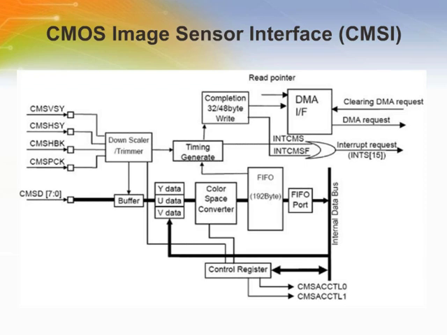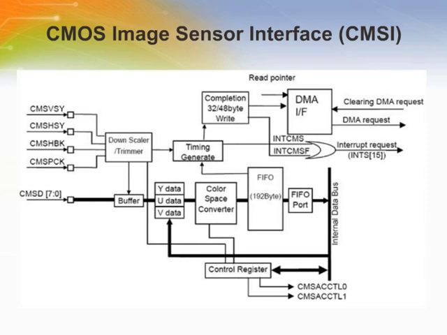The interface to the CMOS image sensor is built in. The CMSI captures data sent from a CMOS image sensor in synchronization with the CMS PCK clock. When the downscaling or trimming function is used, only the required pixel data is captured according to the specified setting.